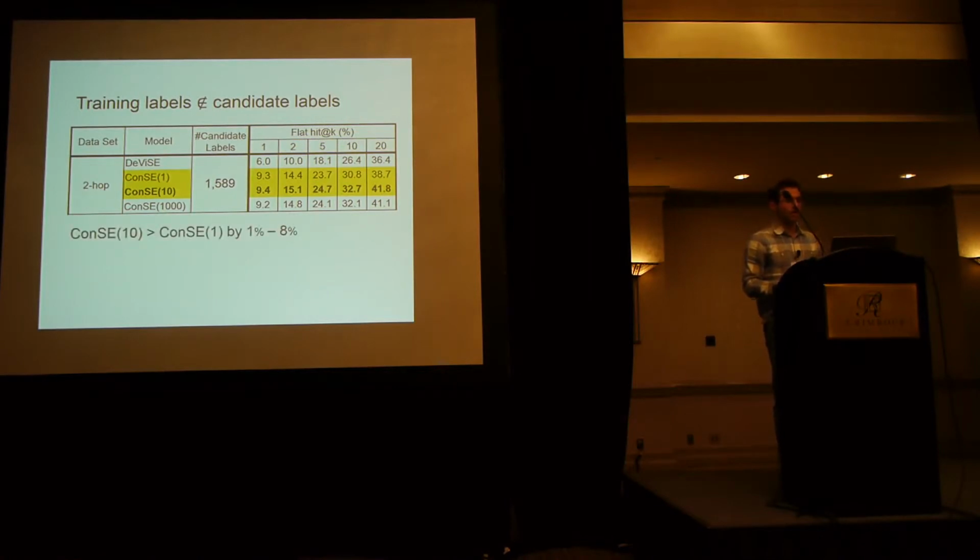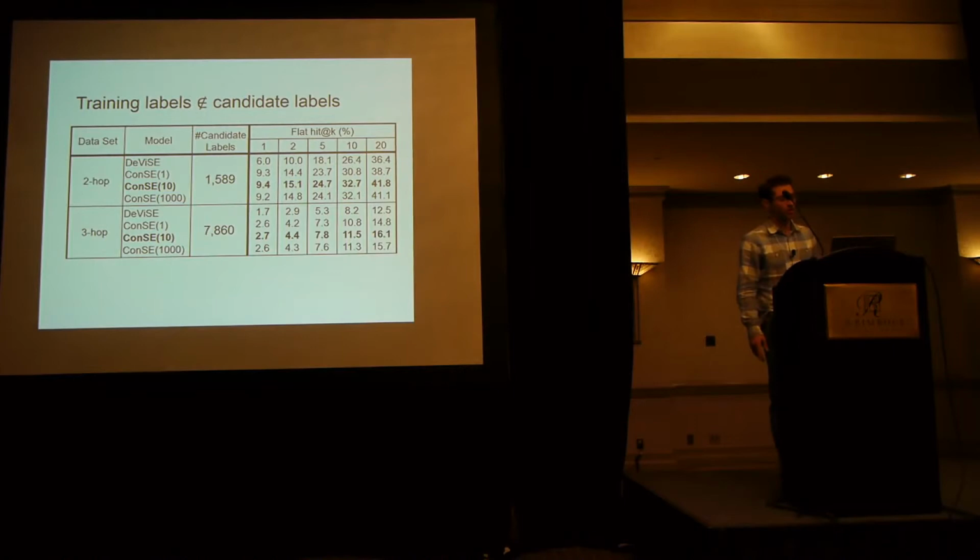Our first observation is that ConSE 10 performs better than ConSE 1 from 1% to 8%. And this is not surprising because the ConSE 1 model can't capture ambiguity in the prediction of the labels, but ConSE 10 can average ambiguous labels. The second observation is that ConSE 10 performs better than ConSE 1000 by about 2%, and our hypothesis is that this is because of the injected noise by averaging so many different embeddings. And lastly, ConSE 10 performs better than DeViSE by 57% down to 15% for different values of K, so we get a reasonable marginal improvement over the previous method.